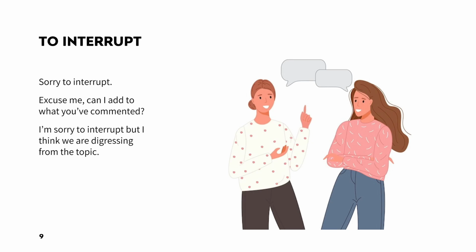Or maybe, I'm sorry to interrupt, but I think we are digressing from the topic, meaning that you are out of the topic. So if you see that your friend might be going out of topic, you can interrupt them, no problem. Or maybe you want to add on to what they agree with, then you say, excuse me, I think I agree with you. But make sure you interrupt after they finish their sentence, rather than while they are talking, which is considered very rude. So after they have finished talking, then interrupt.